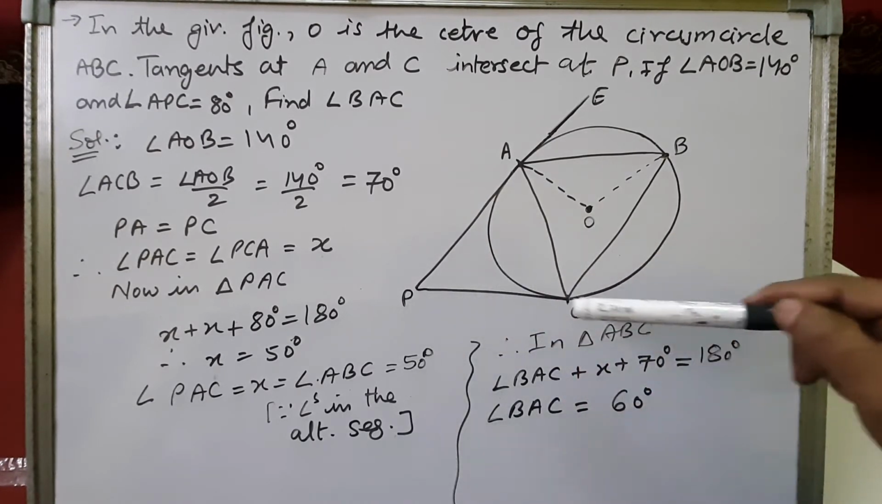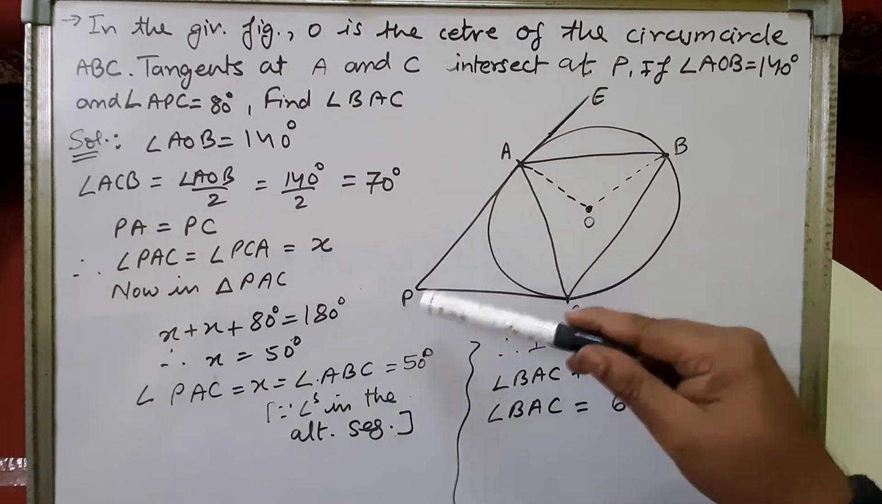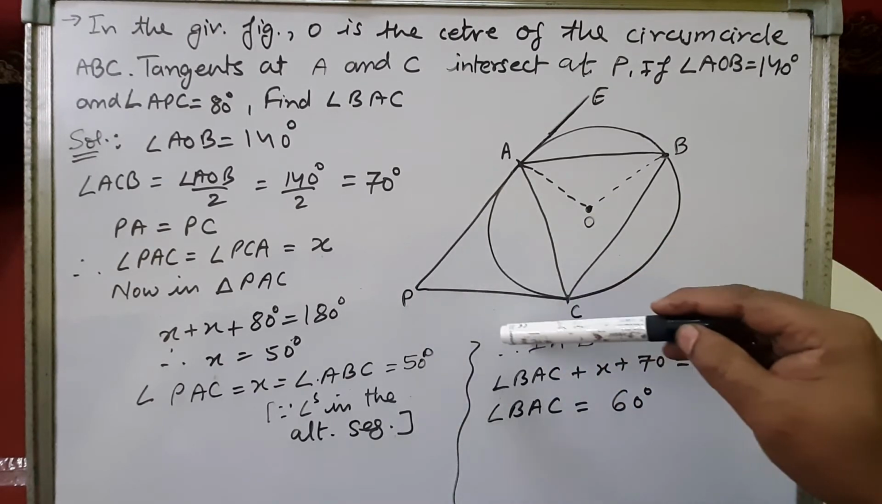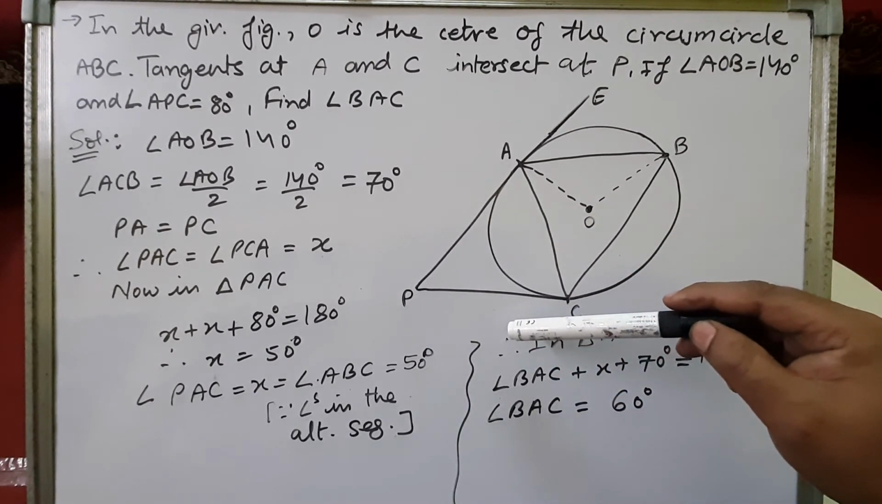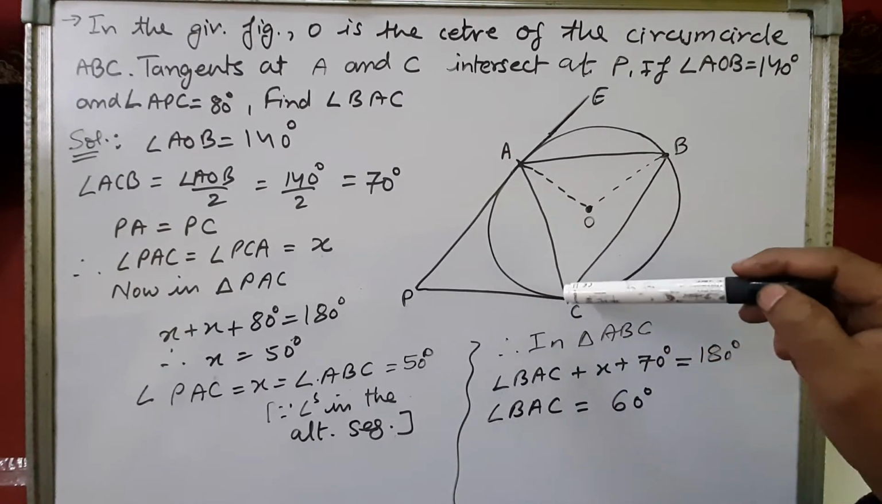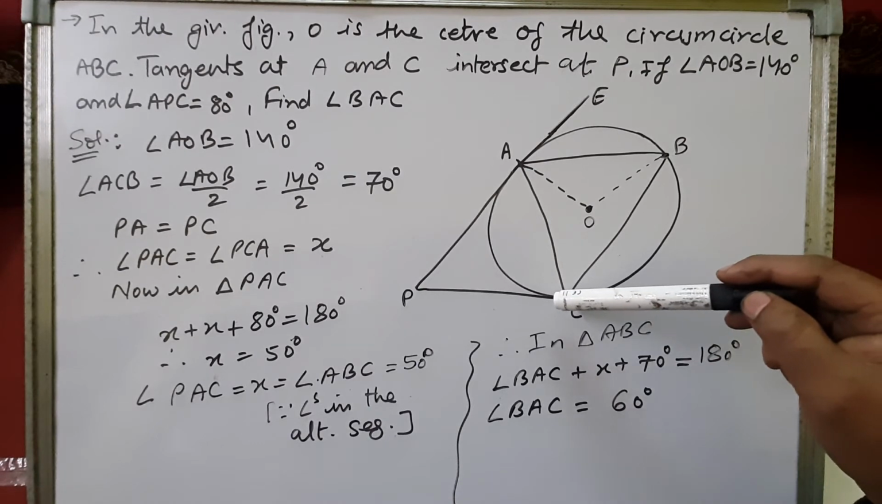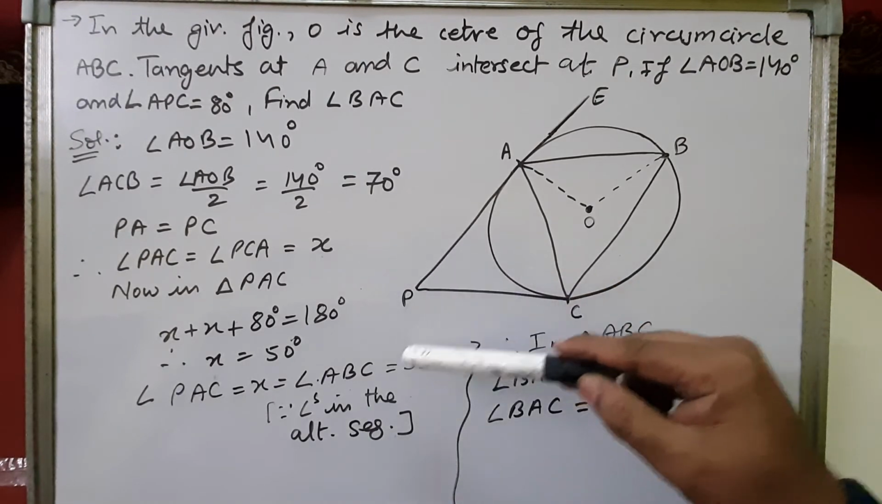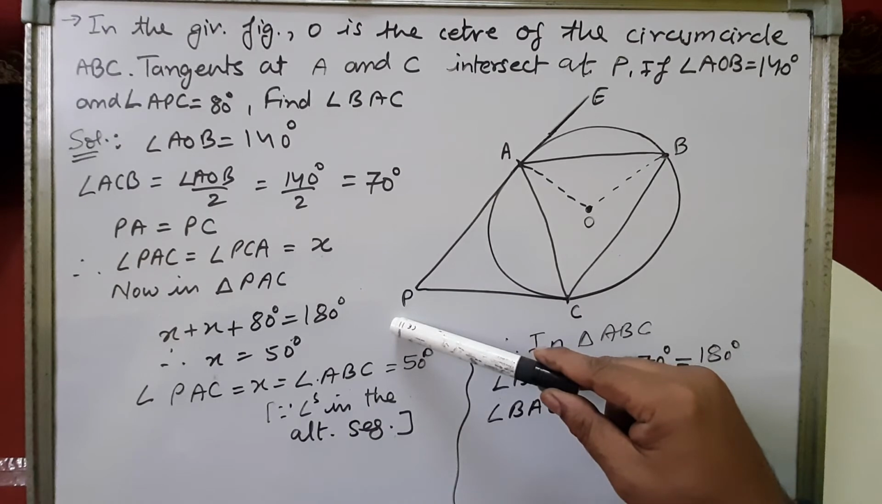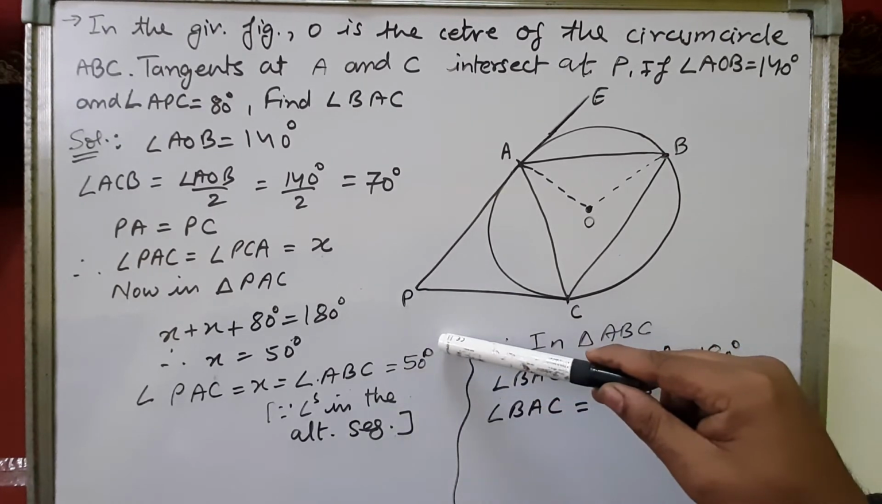Now in triangle PAC, two sides are equal, so this triangle will be an isosceles triangle, and we know that angles opposite to equal sides are equal in measure. So angle PAC and PCA will be equal. We have assumed them as x. Now if we sum up the angles, it will be 180 degrees. Then the value of x will be 50 degrees.